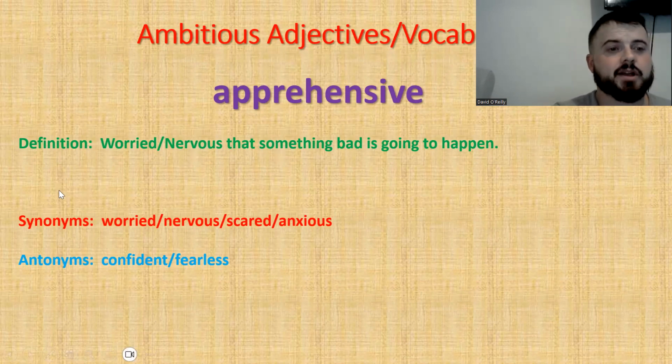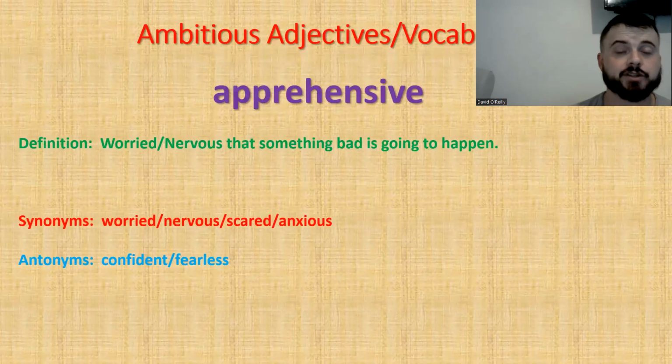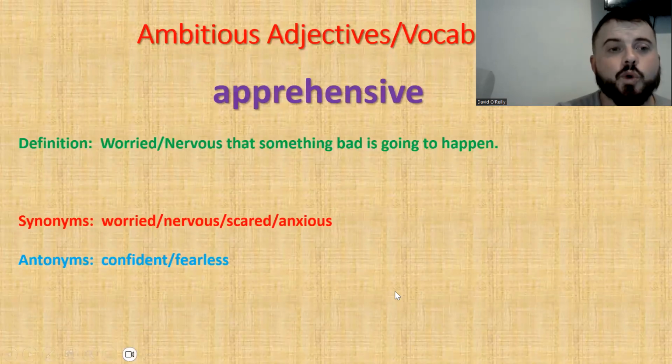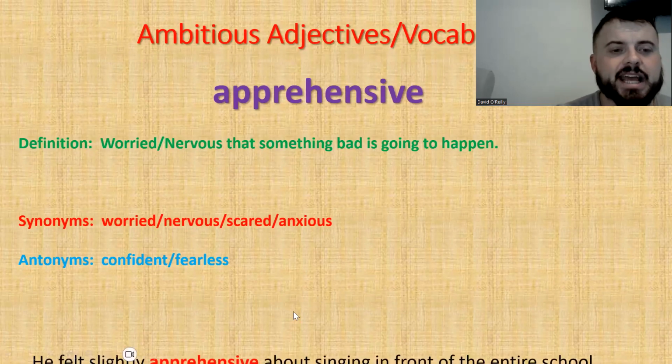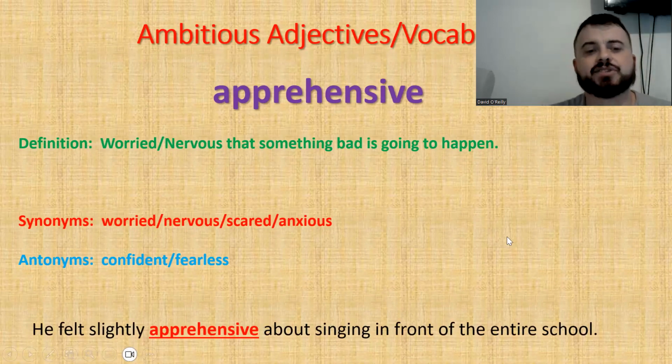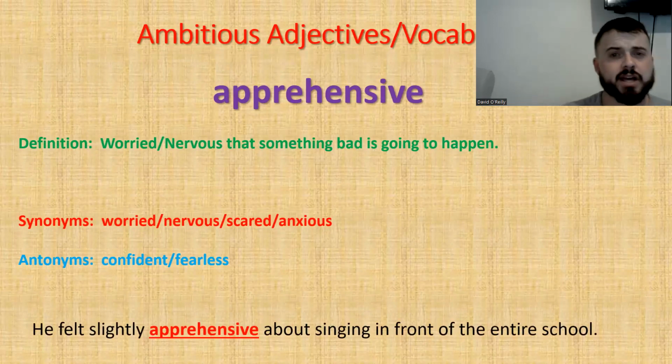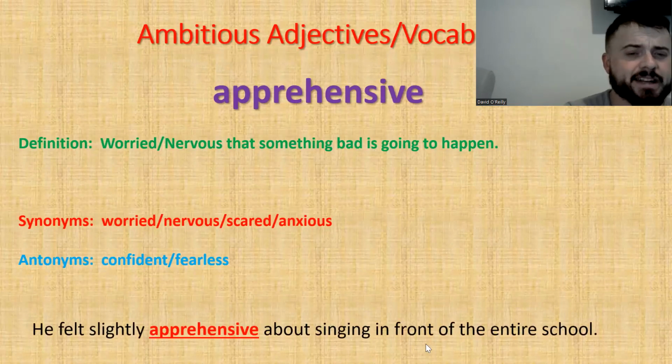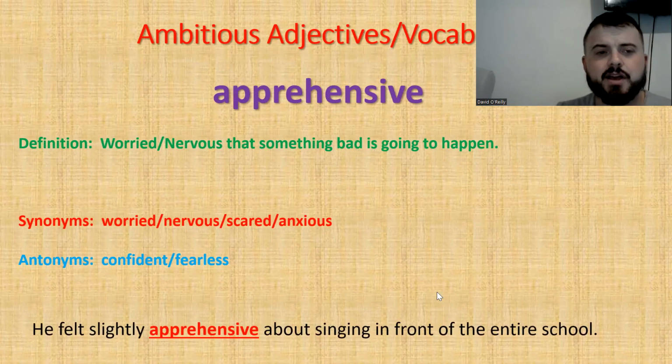So some synonyms are worried, nervous, scared, and anxious, and some antonyms, some opposite meaning, so words with the opposite meaning are confident and fearless. Okay, so apprehensive is all about feeling worried or nervous that something bad is going to happen. And here it is being used in a sentence. He felt slightly apprehensive about singing in front of the entire school. He was nervous, he was worried, he was anxious about singing in front of the entire school. Okay, he wasn't confident, he wasn't fearless. And that's pretty normal, isn't it? If we're singing in front of the entire school, I think I'd be terrified.